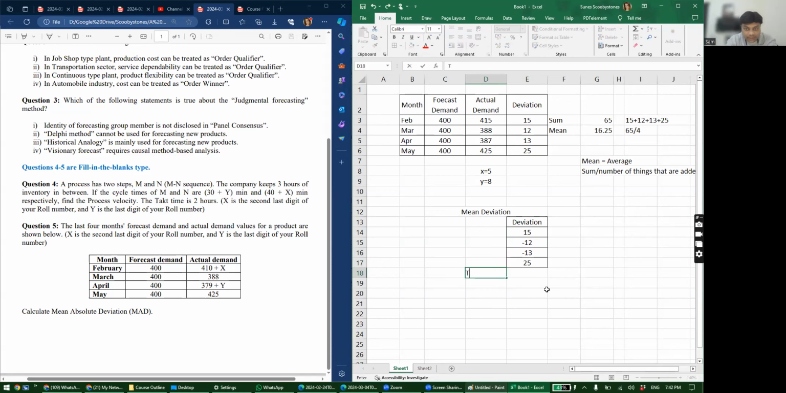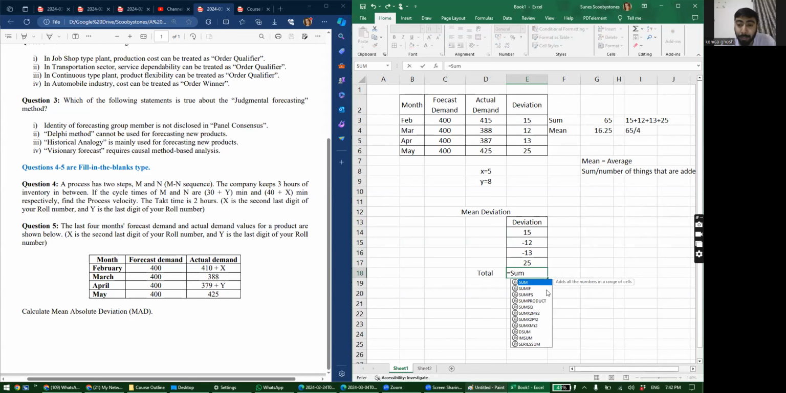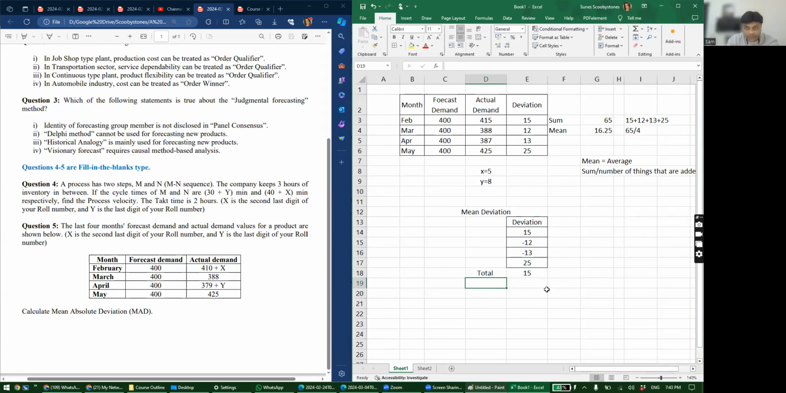The total is 15 plus 25 and minus 25. So the 25 will cancel out, and only 15 will remain. So it is 15, and the mean deviation is 15 by 4. Correct. Fantastic.